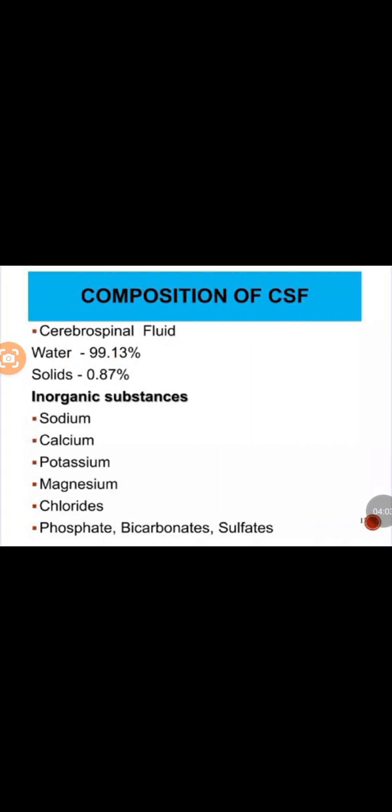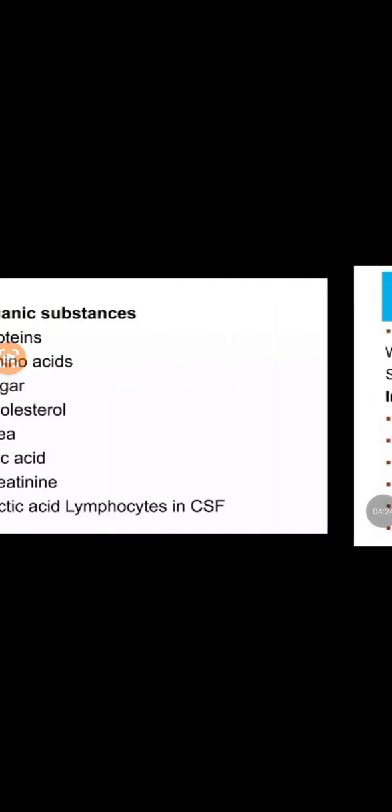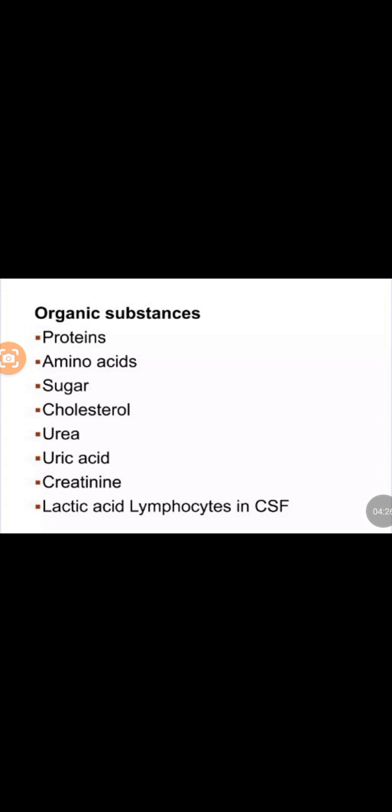And the composition of CSF: water is 99.13% and solids is 0.87%. Inorganic substances present in the CSF are sodium, calcium, potassium, magnesium, chlorides, phosphate, bicarbonate, sulfates. And organic substances include proteins, amino acids, sugar, cholesterol, urea, uric acid, creatinine, lactic acid, lymphocytes in CSF.